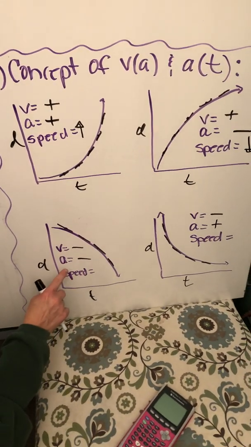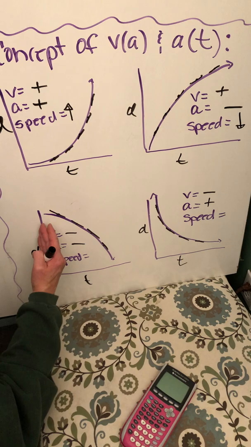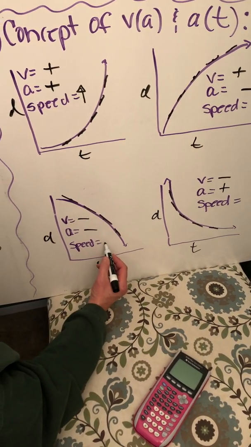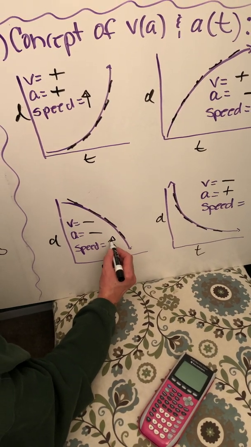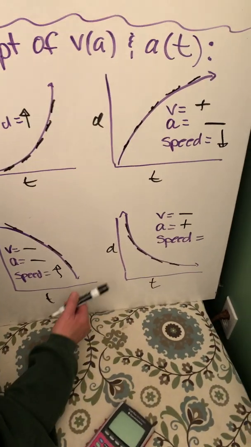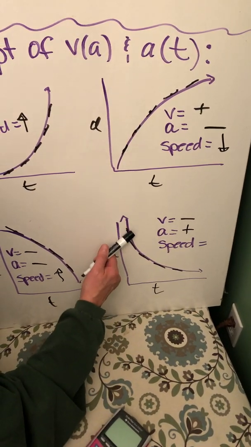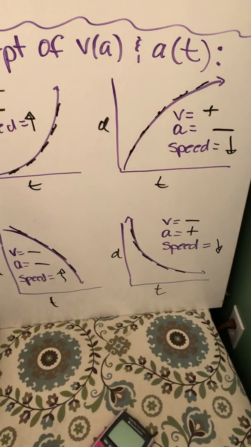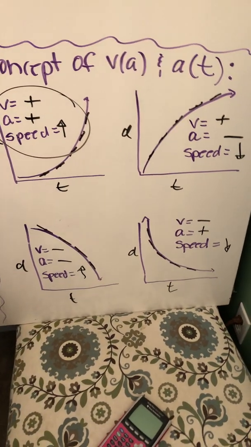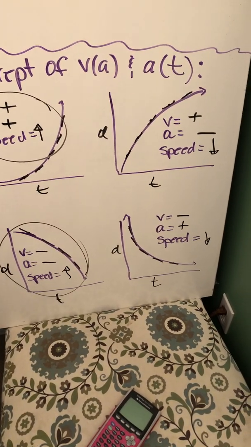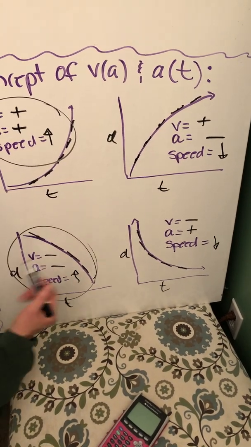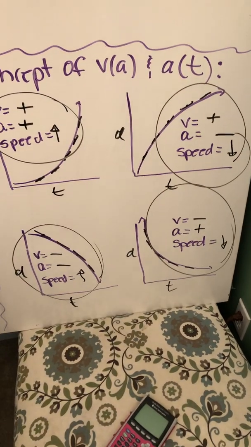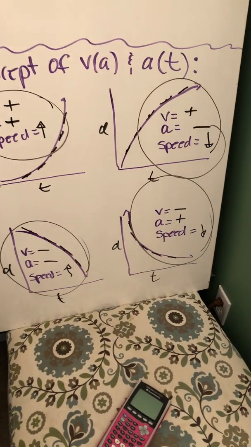Notice on this graph here that as time goes by, the graph is dropping faster, meaning it is losing more distance per time period. We're going to call that speed increasing. This speed over here, notice that as time goes by, it was losing distance really fast at first, and now not so much. That speed is slowing down. So notice what happens. When the signs are the same, the object is speeding up. When the signs are different, the object is slowing down. And we are done with our examples for today.